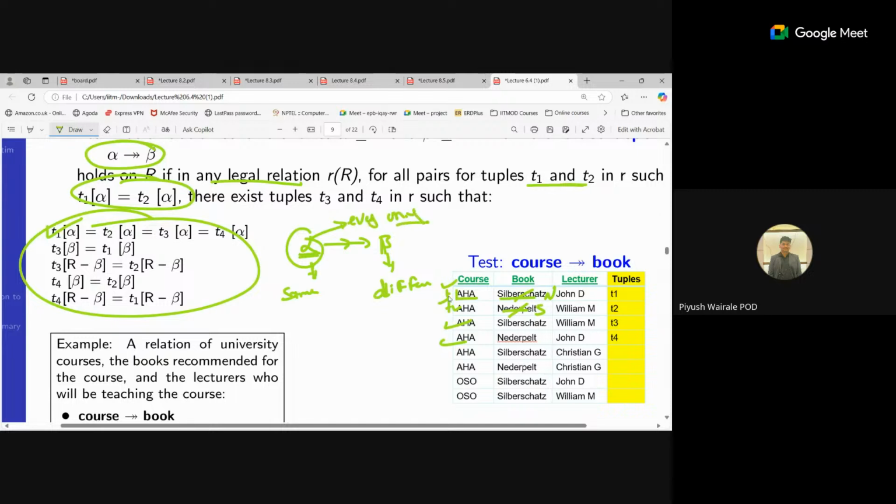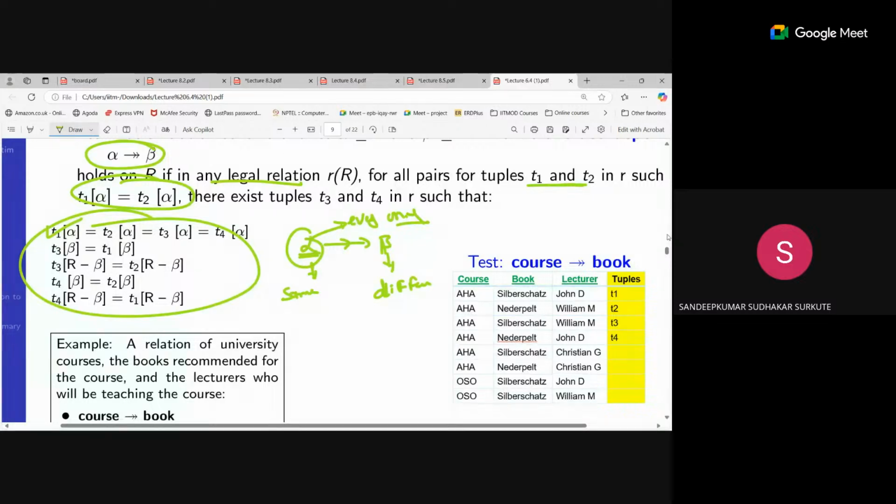So what we have done for AHA, now check for OSO also. Again the same thing. Anyway, we have the same Silverstat. Even if we swap, we are going to get the same rows. In this case also for book lecture, if you swap, you can see OSO, Silverstat, William D, and OSO, Silverstat, John D. So anyway, we are going to get the same two rows. Whenever you swap the beta values, you get two new rows, and if those rows are present in the table, then you can say MVD exists. That's it. MVD is clear.